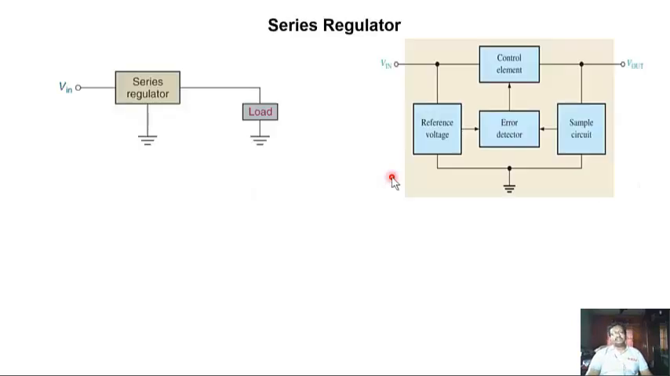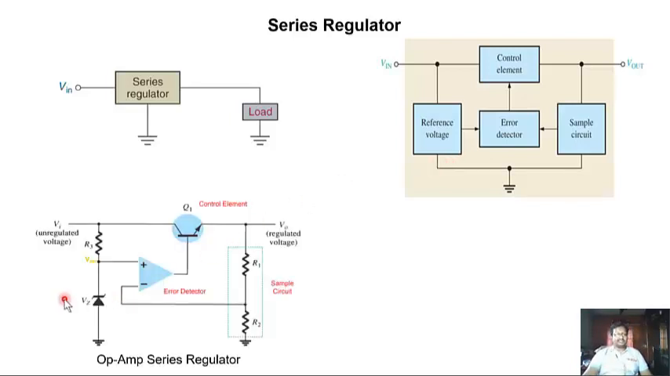If you consider the series regulator, it consists of several building blocks. The main control unit is here, which controls the output voltage. You should have a sampling circuit and an error detecting circuit, which produces an error depending on the sampled output voltage and a reference voltage. The difference produces the error. This error signal controls the control unit, a negative feedback mechanism to stabilize the output voltage. This is the basic working principle of this type of series regulator.